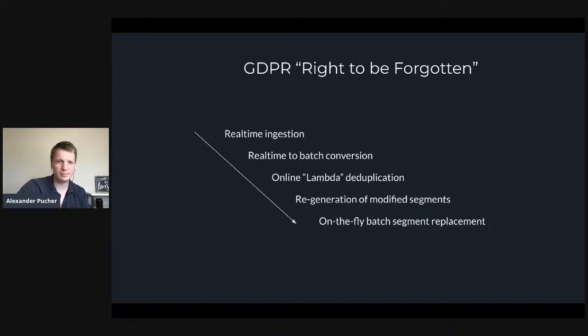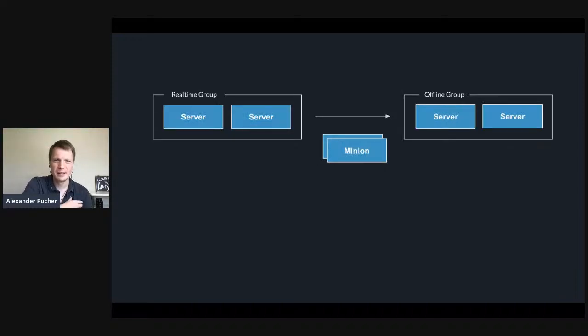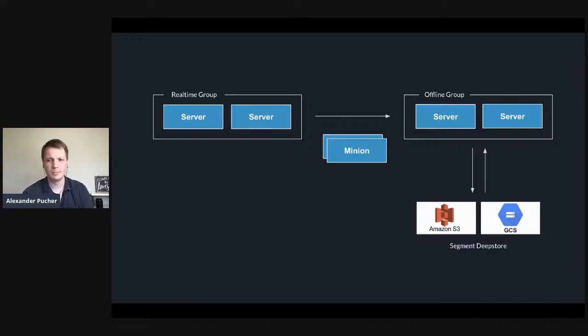I also thought I'll draw a little chart because it's much easier to understand when you look at this. Let's say we have this real-time server group that ingests data from Kafka. Eventually, Minion picks it up and packages it for the offline group. And this data eventually goes into a cloud deep store. Actually, you can even skip the Minion step, like the real-time service can write to the deep store directly. But regardless, whatever data segments you have, they end up in this segment deep store.